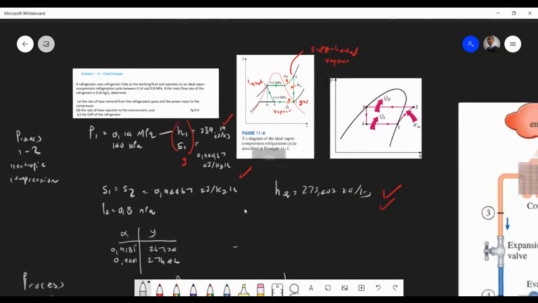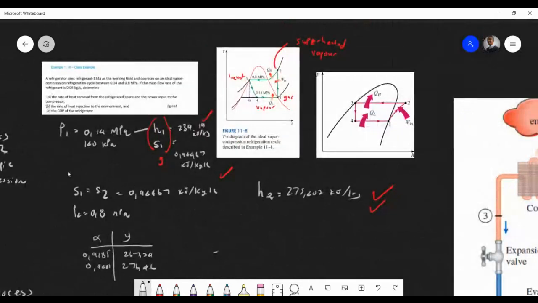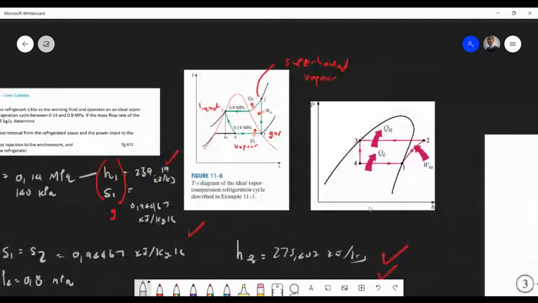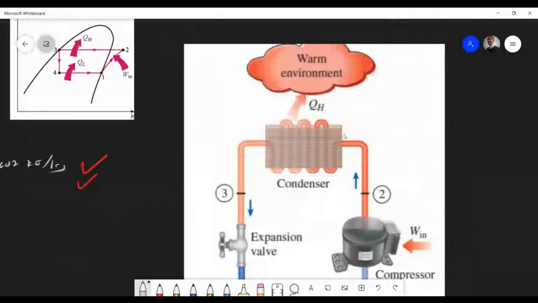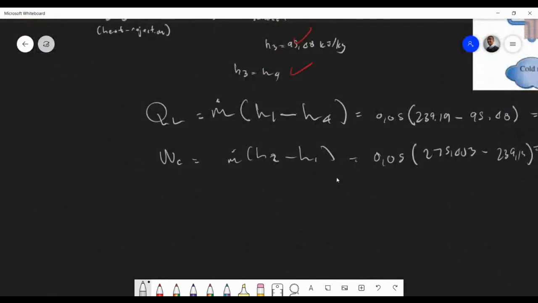And now, that is the heat removal from the refrigerated space and the power input. So let's work out the heat rejection to the environment. Obviously, at the back of your fridge you feel the heat, and that is between points 2 and 3. So we do exactly the same thing.